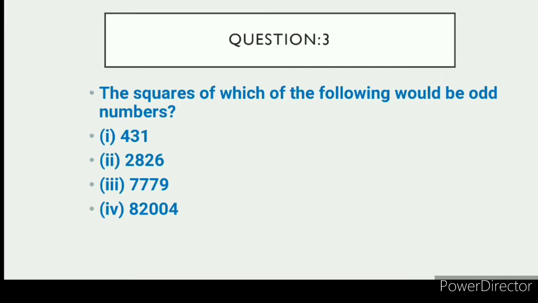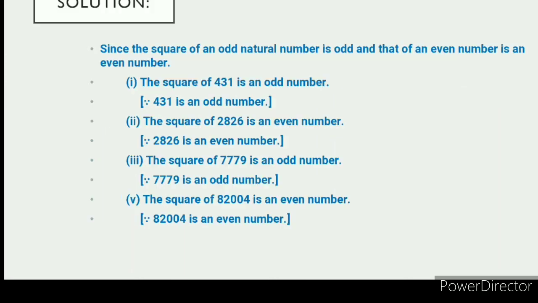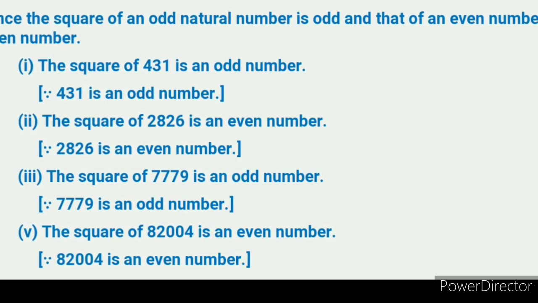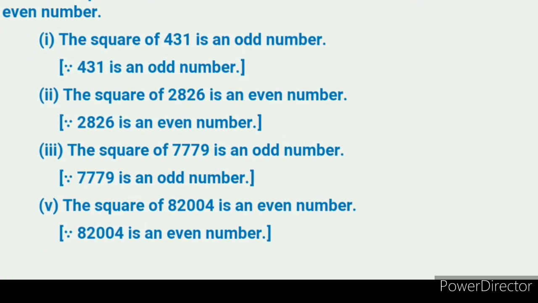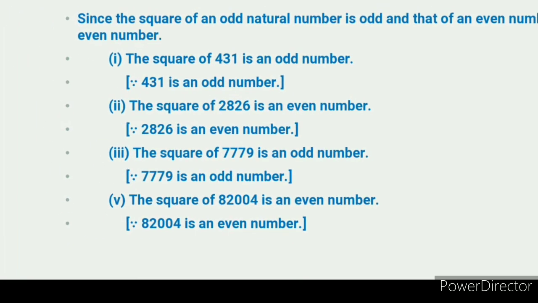Question number 3. The square of which of the following would be odd numbers? Look at the solution. Since the square of an odd natural number is odd and that of an even number is an even number, therefore the square of 431 is an odd number, since 431 is an odd number. Got it? The square of 2826 is an even number, since this number is an even number. Its square is odd because this number is odd. Like that you should answer it. Copy down.